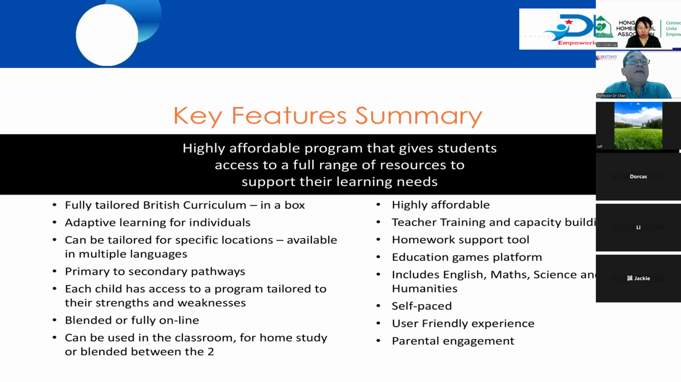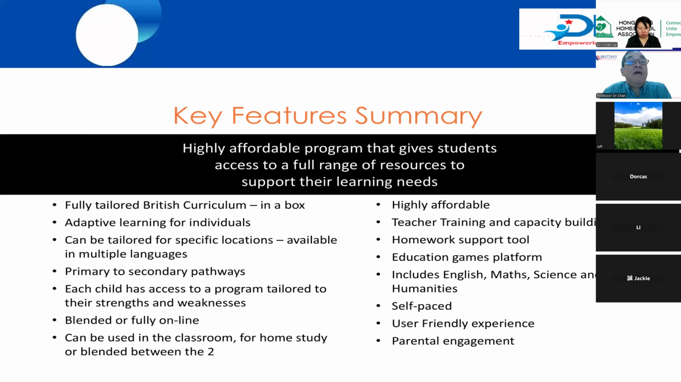Okay. So the pathway is you can start and end from primary to your secondary, 12 years, year 1 to year 12, including right up to your GCSE levels. So each child has access to a program tailored to their strengths and weaknesses. How they can do that, I will explain to you afterwards when I talk about the process.